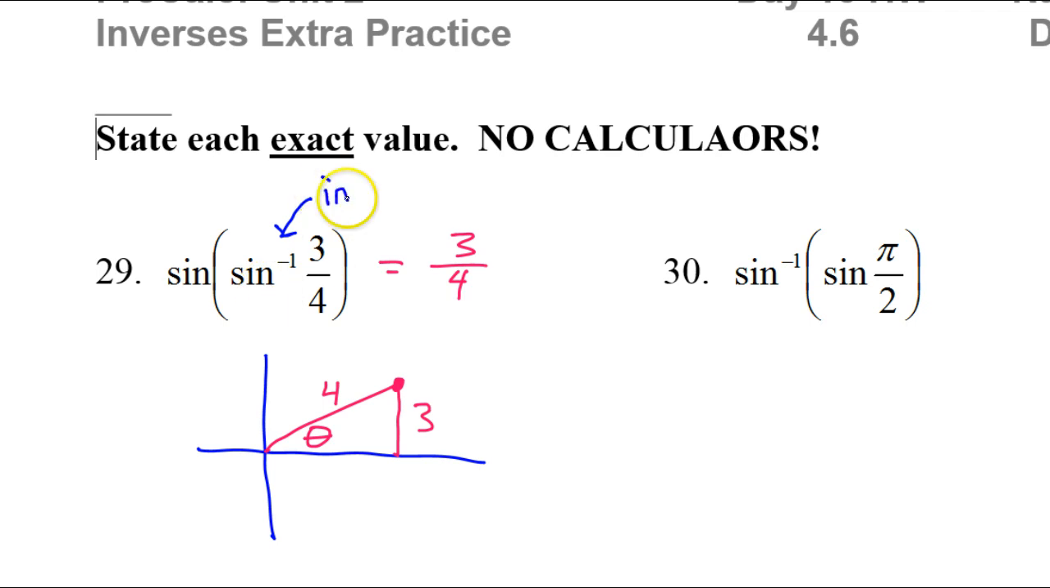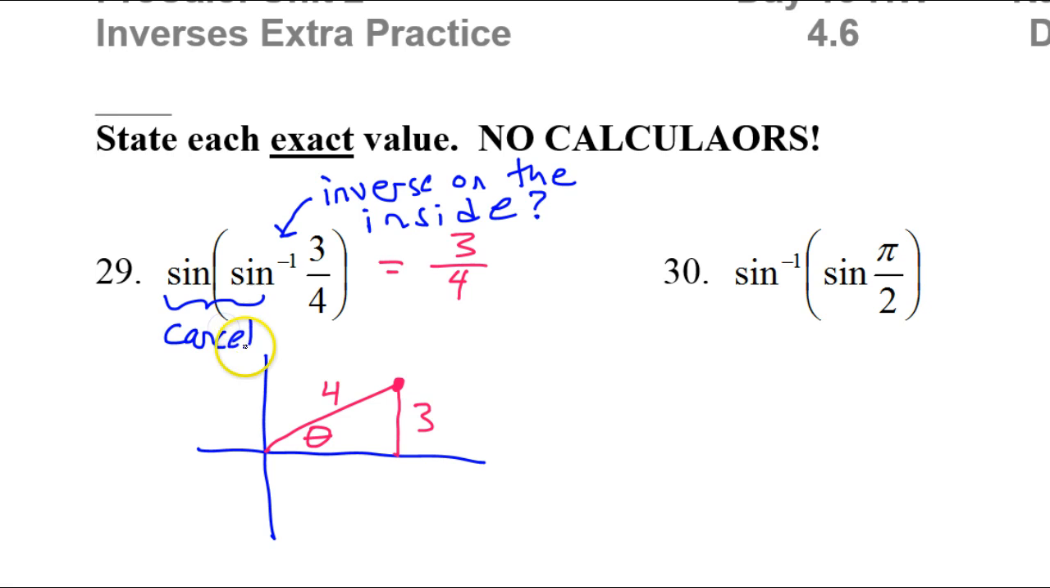All right, so I'm just going to make a little note to you. Inverse on the inside. Okay, go ahead and cancel these out. You don't have to worry about it. That'll work 100% of the time. So I just get 3/4.